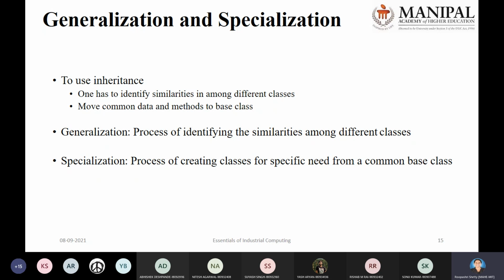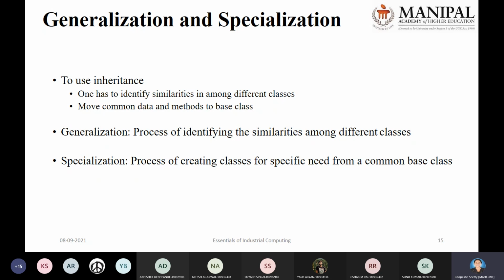And the classes over which the generalization is built, that is called the derived classes, which is nothing but specialization. Okay. So it is the process of creating classes for specific needs from a common base class. Housing loan is a kind of specialization. It is a special class which is specifically designed for offering the housing loan. Similarly, business loan is a specific type of loan which is only for business purpose.